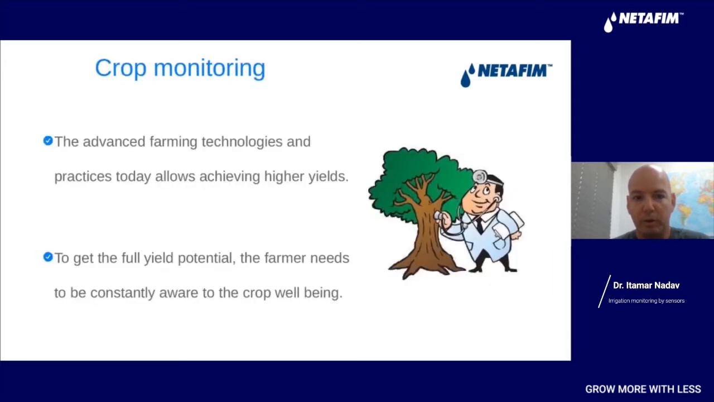About crop monitoring, the advanced farming technologies that we have today allow farmers to achieve much higher yields than they used to. And in order to get the full yield potential, the farmer needs to be constantly aware of the crop status, to see that it's developing well, and to see that it's irrigated well. This is the reason why he needs some kind of crop monitoring to assist him with that.